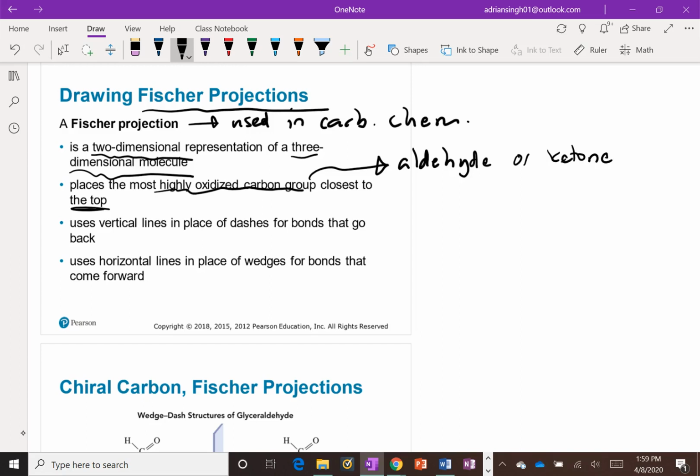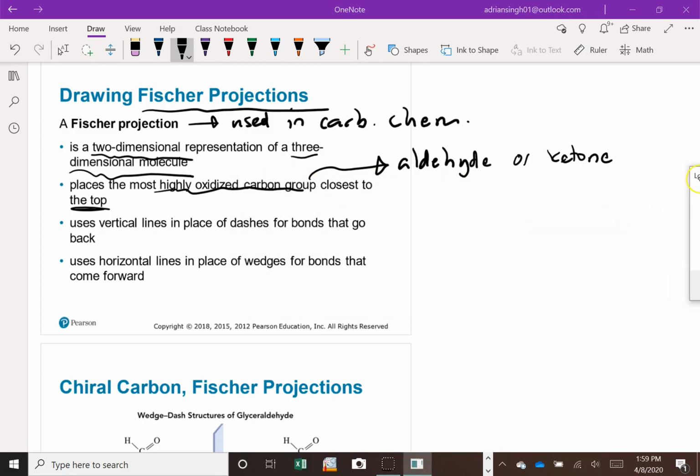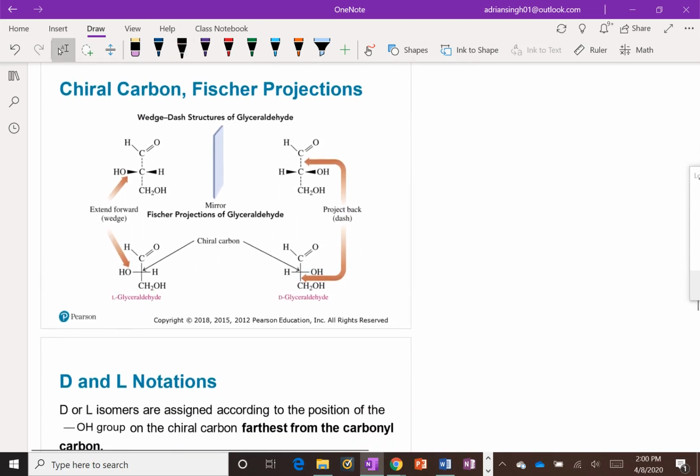And then instead of using the dash and wedges to represent the three-dimensional nature of the carbons that have 4 different bonds associated with them, we are going to use vertical lines that go backwards and horizontal lines that represent bonds that go forward or come towards you. All right, and we'll use a simple example here to illustrate that.